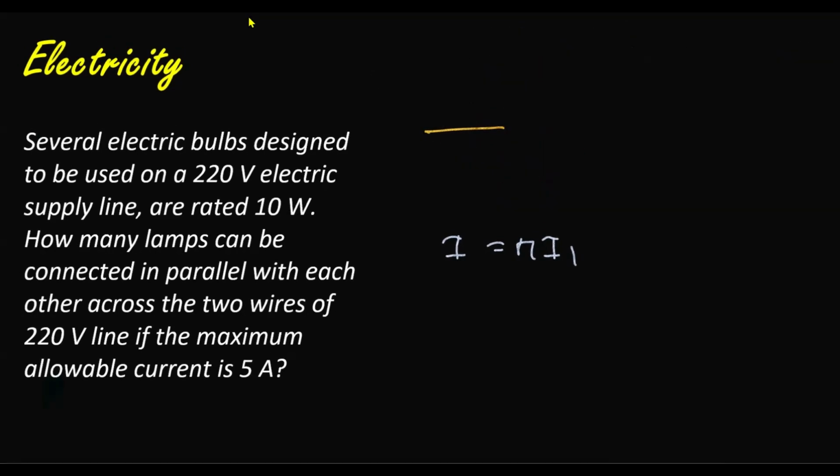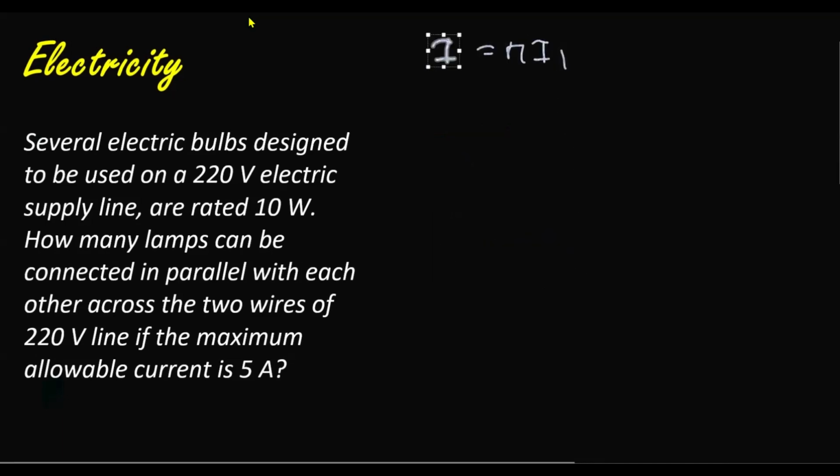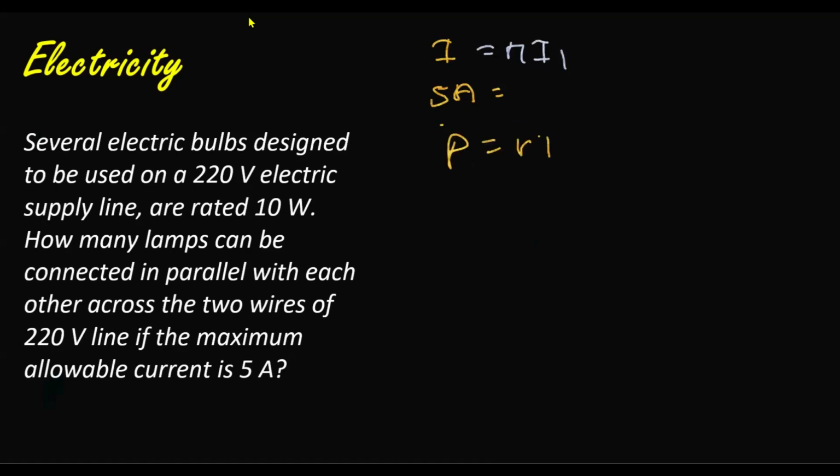So we need to keep in mind that the total current, which is given as I here, is how much? 5 ampere. So this is 5 ampere, and we have to find n in this case. This is the number we have to calculate. Now, what I'm going to do first is calculate I1 here. So we know that P is equal to VI.